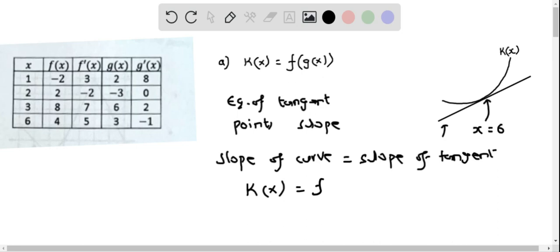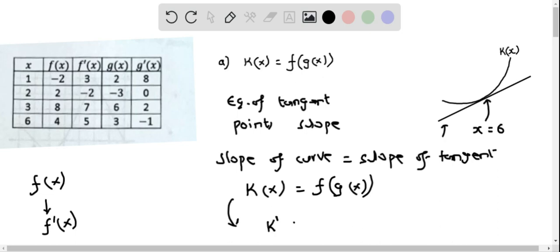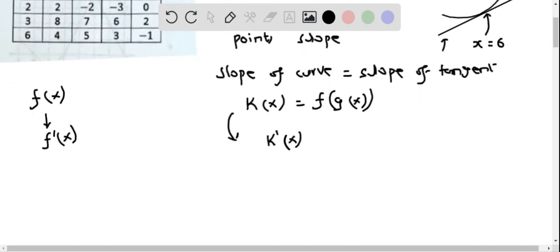This is k of x equals f of g of x. And suppose if we have a function f of x, its slope is determined by f prime of x. So similarly, for the function k of x, its slope is determined by k prime of x. So we have to first find k prime of x by differentiating both sides with respect to x.